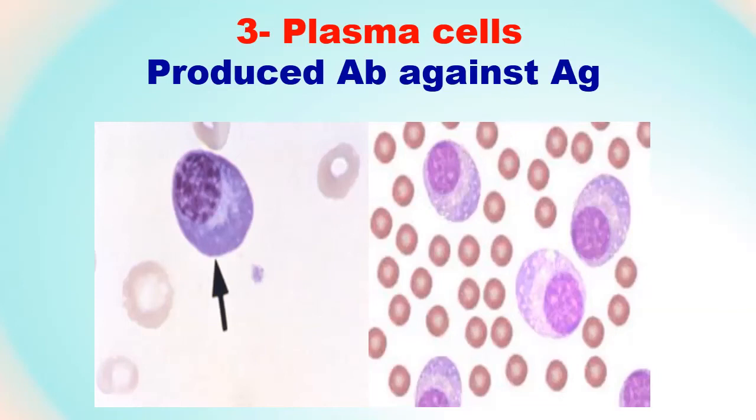Plasma cells are the third important chronic inflammatory cells, which are developed from B lymphocytes, and they secrete or produce antibodies directed against antigens. A plasma cell has a round eccentric or peripheral nucleus with granular chromatin in a cartwheel distribution and abundant bluish cytoplasm.